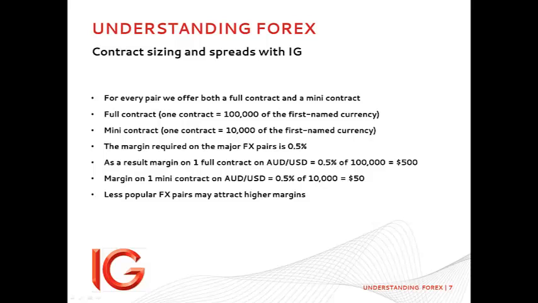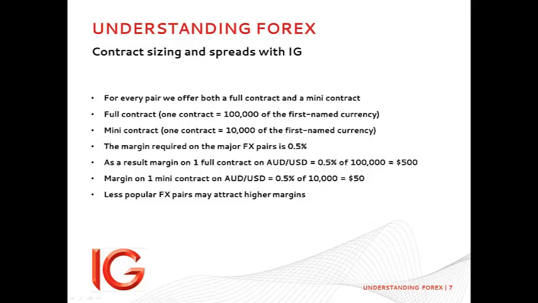It is worth noting that you can access the online forex market using very low trade sizes. For example, with IG, you can start trading currency pairs as CFDs for as little as $1 per point. We offer a full contract and a mini contract. A full contract is essentially worth 100,000 of the first named currency. A mini contract is essentially worth 10,000 of the first named currency.